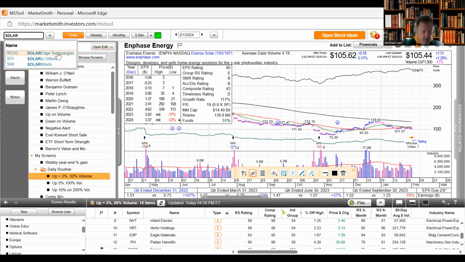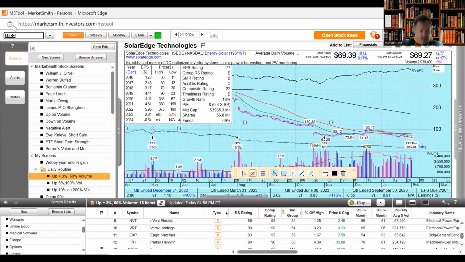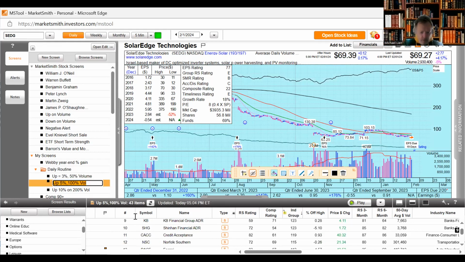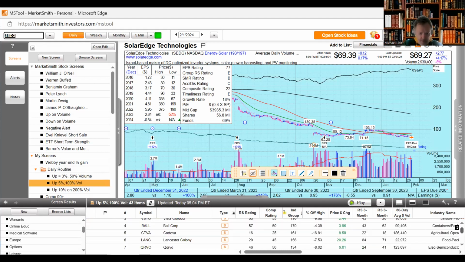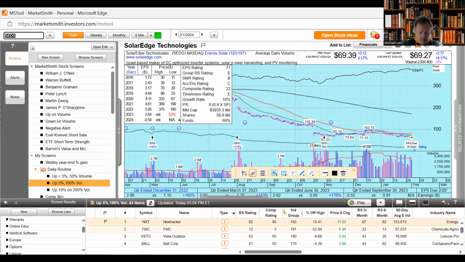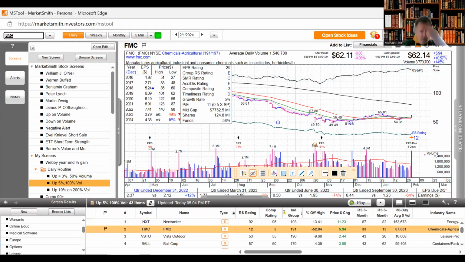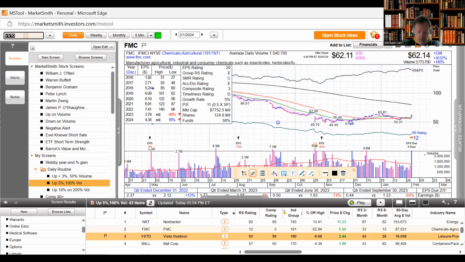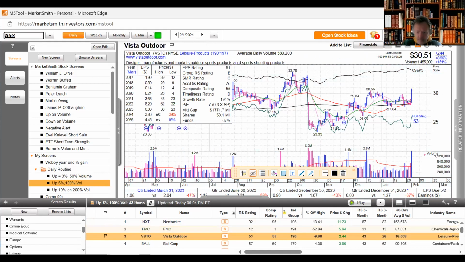And we'll take a look at SolarEdge. Up about 4%. So these are the companies that were up 5%. NextTracker was there. FMC. There's like 43 items, so we're just going to look at the top 10. Is up 10%. Vista Outdoor. Saw them in the news. They're up 8.6. Ball Corp.